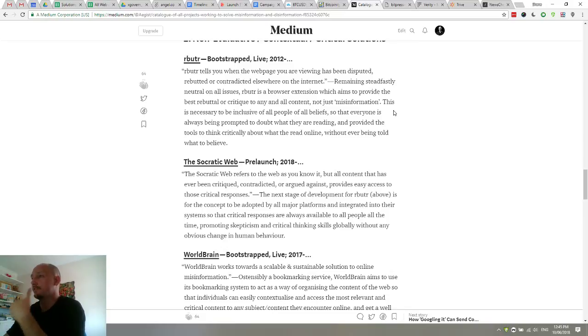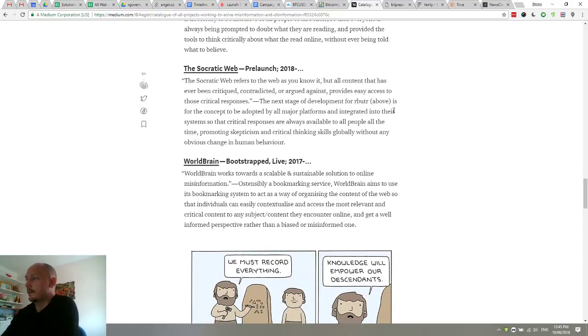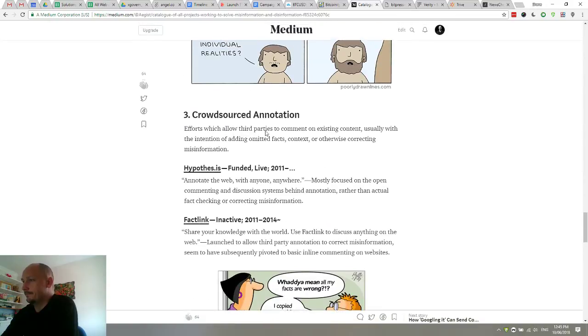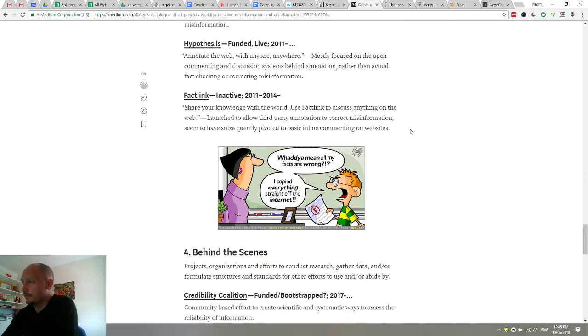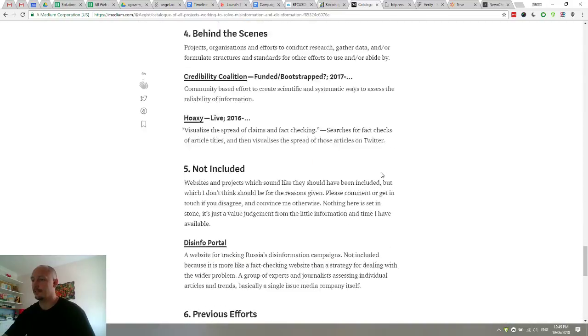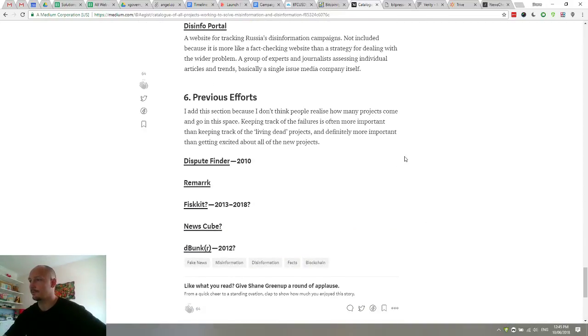So the Socratic Web has a structure in it that sort of pushes people towards critiques, and critiques are the value. Anyway, so there's that. Crowdsourced annotations. I've only got two in there, but it's probably more. But most of the ones that would be in here are actually down in the previous efforts because they just don't seem to be around anymore.